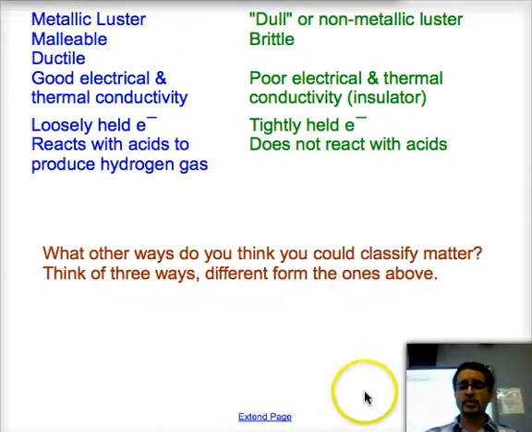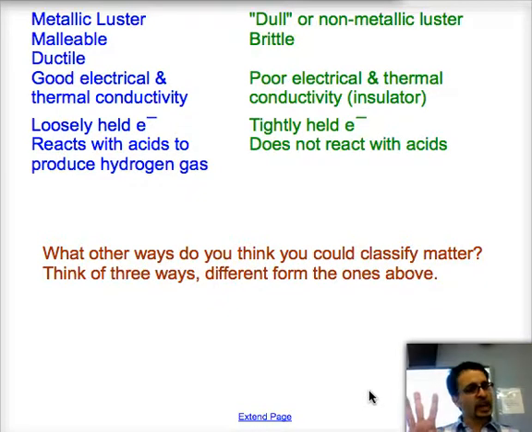So your question to work out is, what other ways do you think we could classify matter? What other ways could we classify the elements that could be interesting? Think of 3 ways. It's okay if you can't get gorgeous, wonderful ways, but try to think of 3 ways that you could do this.